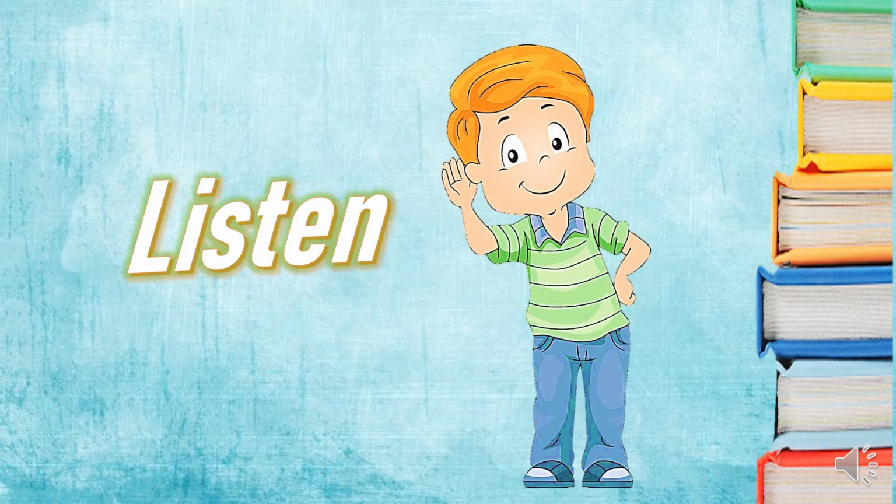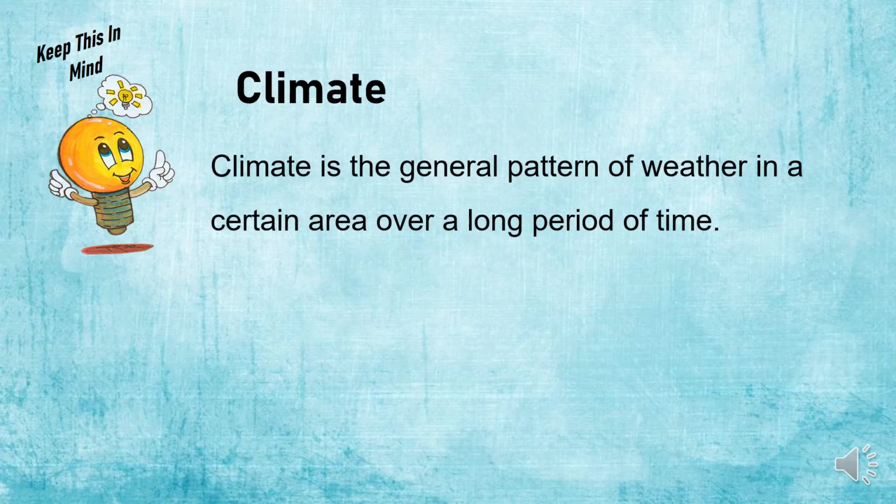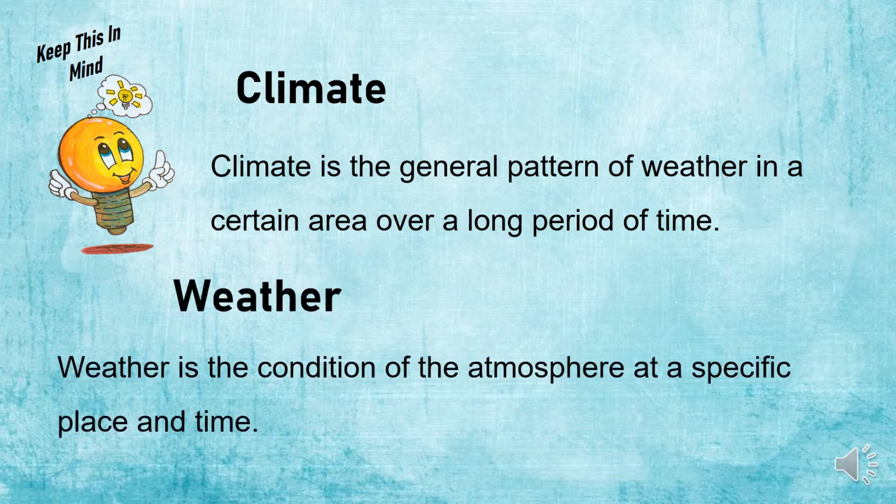Hope you're still doing good so far. Now at this time, I want you to listen, focus your attention, and keep this in your mind. Climate is the general pattern of weather in a certain area over a long period of time. Weather, on the other hand, is the condition of the atmosphere at a specific place and time.